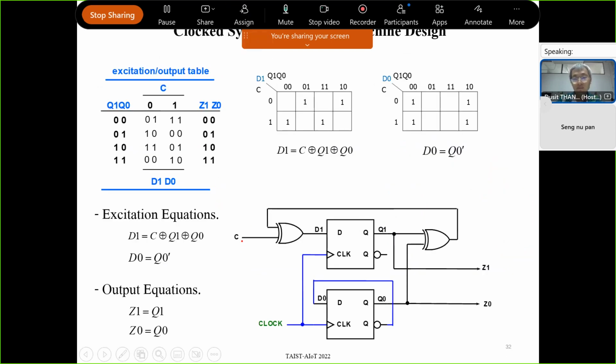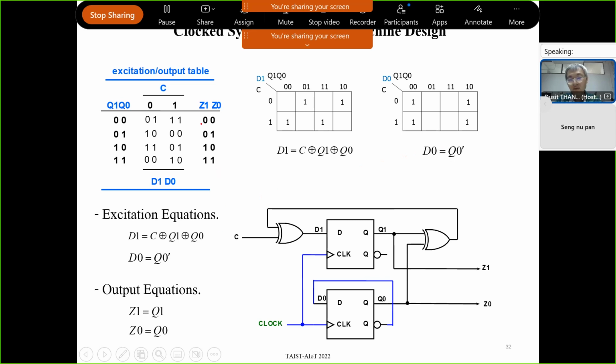So for the example, consider D1, right? D1 is 0, 1, 1, 0, and 1, 0, 0, 1. When you fill in the K-map, you will get something like this. This is an XOR function. And D0 is 1, 0, 1, 0, 1, 0, 1, 0 when you fill in the K-map. So you select this and this, then it is Q0 prime. So you know the equations for circuit F.